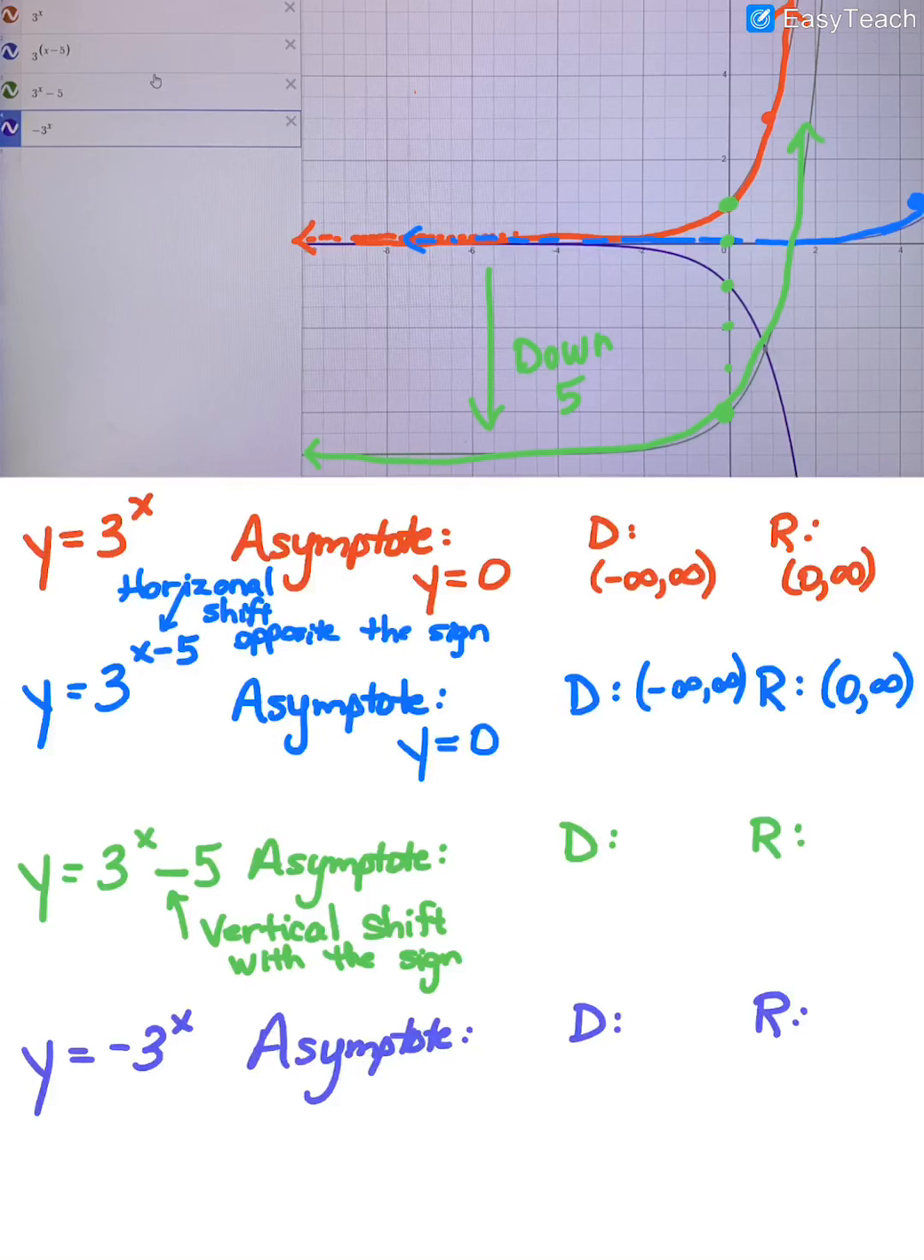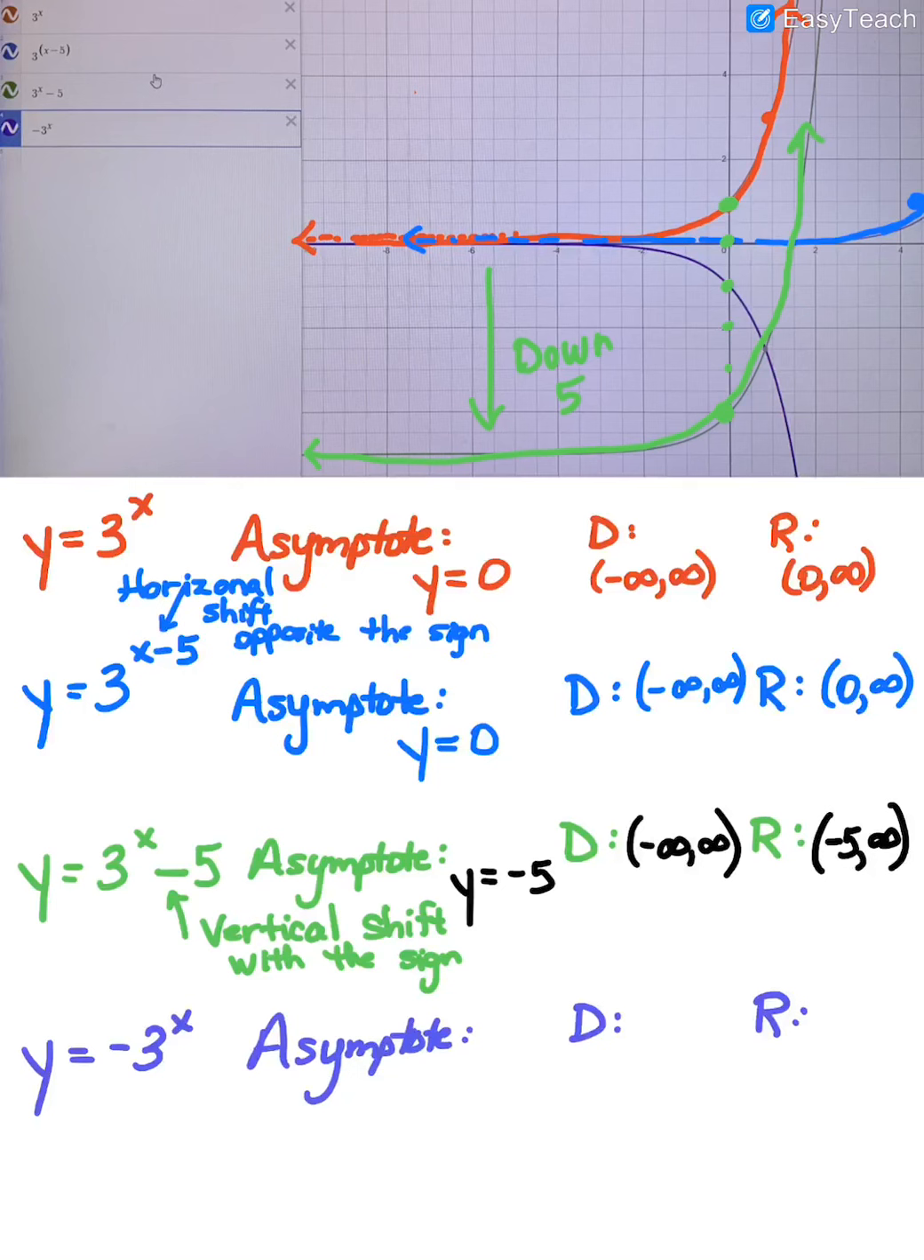So this time, because it went down, we say that our horizontal asymptote is, instead of y equals 0, now y equals -5. Now, the domain, as you look left to right on the graph, has not changed, so that's still from negative infinity to positive infinity. But because the graph got shifted down, our range has changed. And so now the range, your y values, are going to be starting close to -5, just not touching it, and then going to infinity.